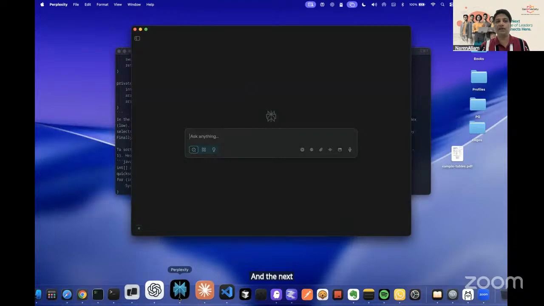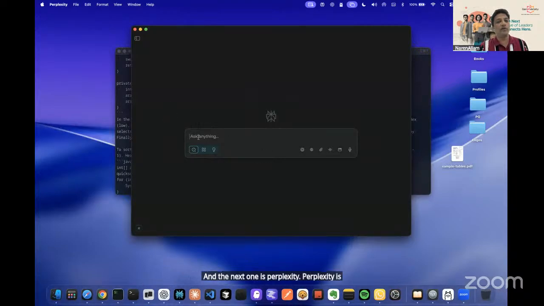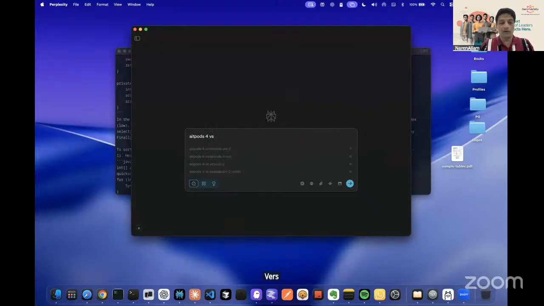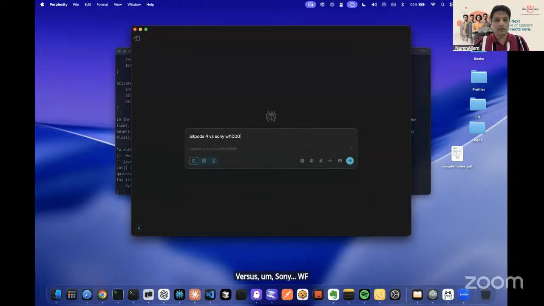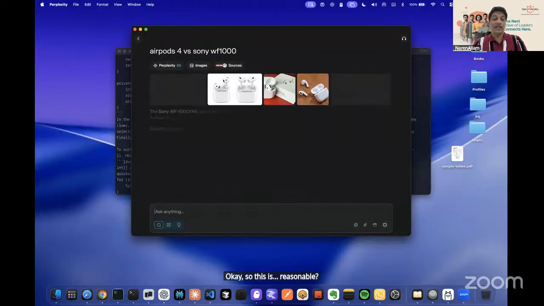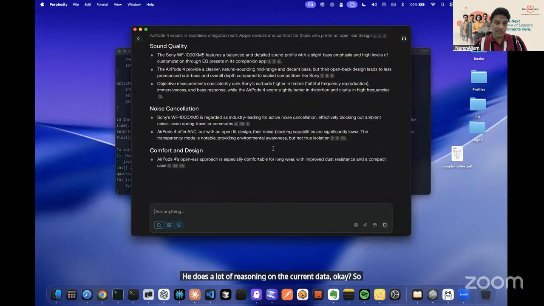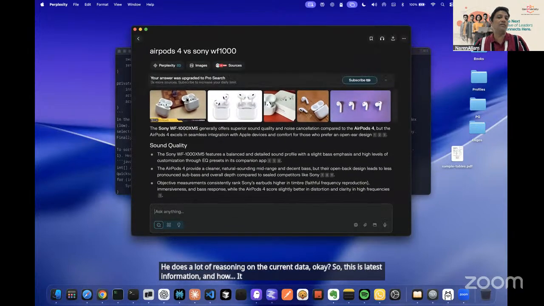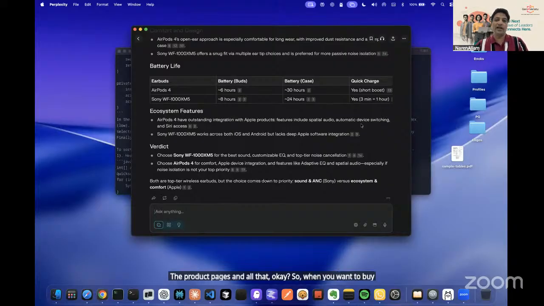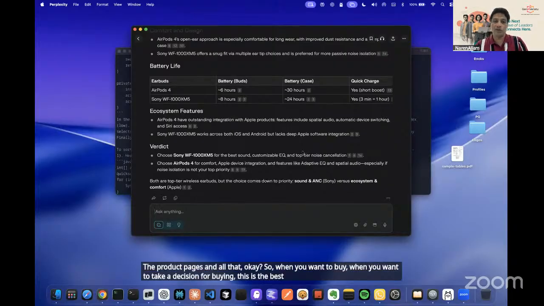The next one is Perplexity. Perplexity is the tool which I use to gather the latest information on the internet. For example, AirPods 4 versus Sony WF-1000, whatever it is. This does a lot of reasoning on the current data. So this is latest information, and it also comes up with the product pages and all that. So when you want to take a decision for buying, this is the best chat LLM.